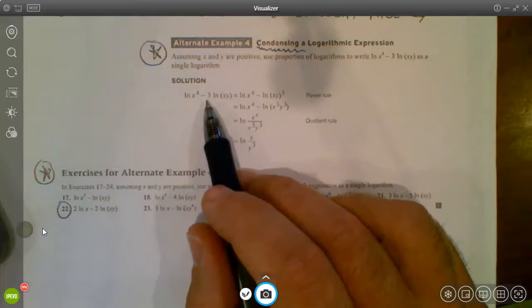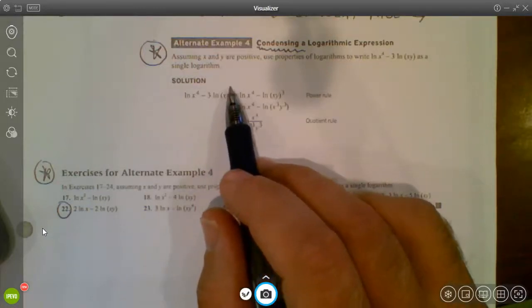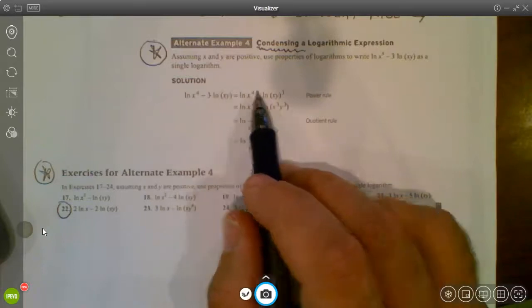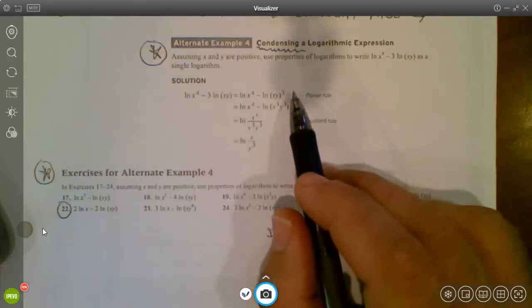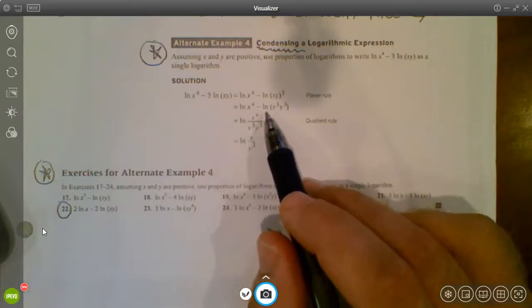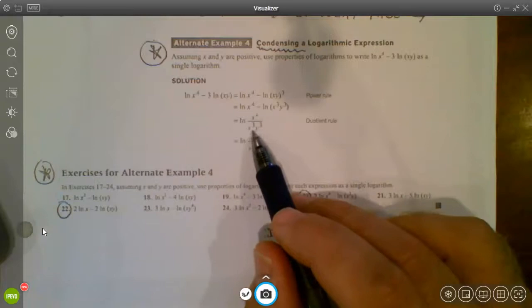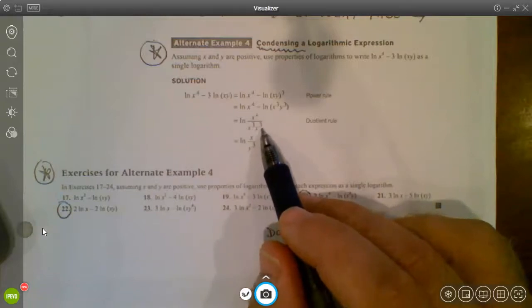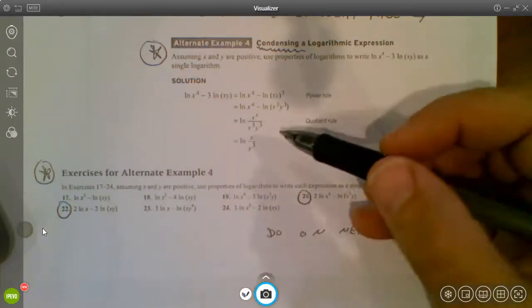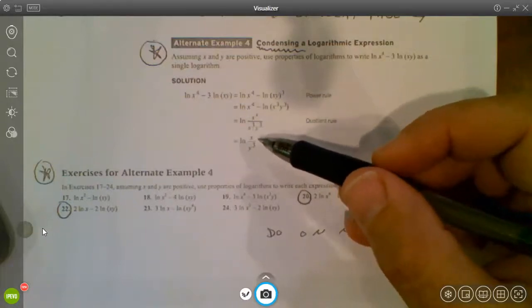So a couple things that are going to take place here. First of all, the 3 out front is going to go back to becoming an exponent. So that was the first thing that they did, was apply the power rule in reverse. And so that put us here. Now I can take that subtraction and say, okay, let's take these 2 logs, bring them together under 1 log using the quotient rule so that it looks like this, right? And then from here, they were able to simplify. So they were able to simplify the x's and go one step further.